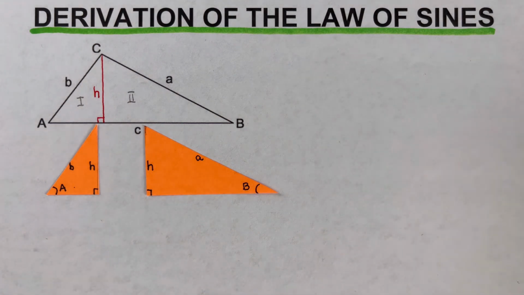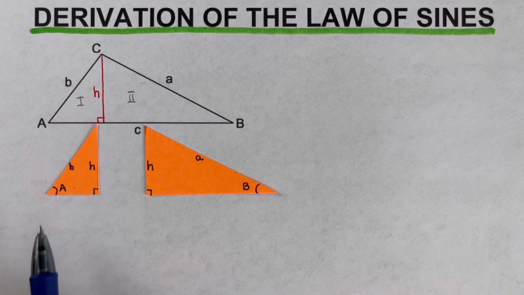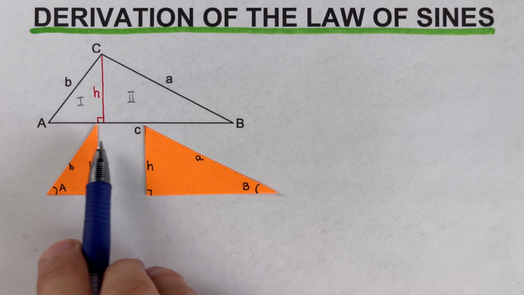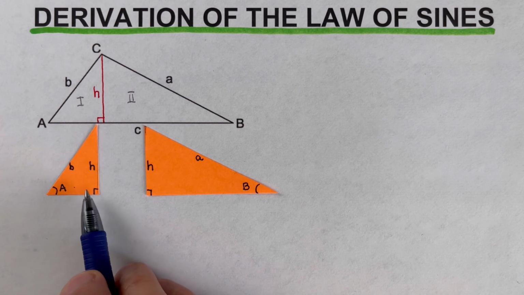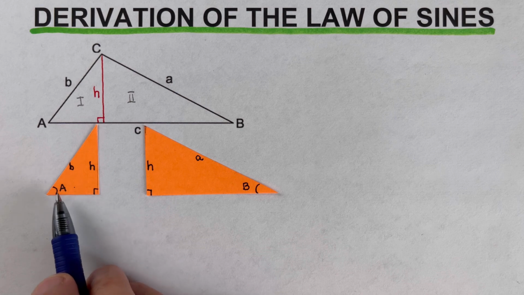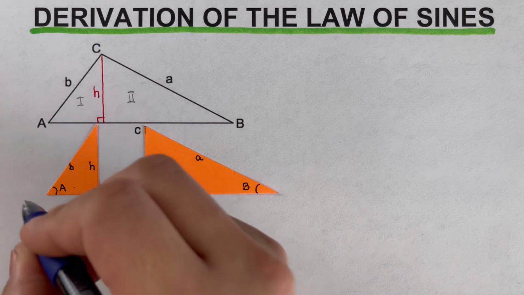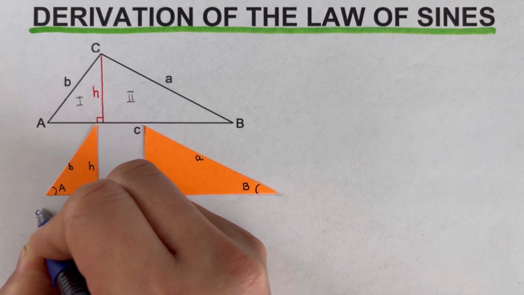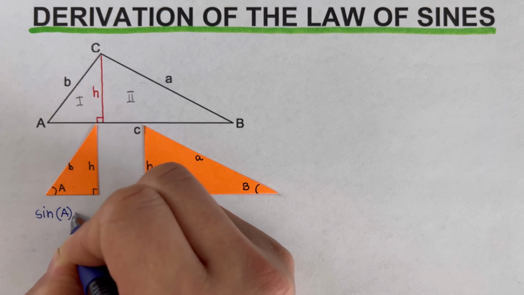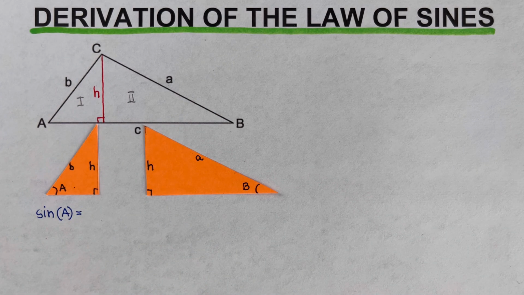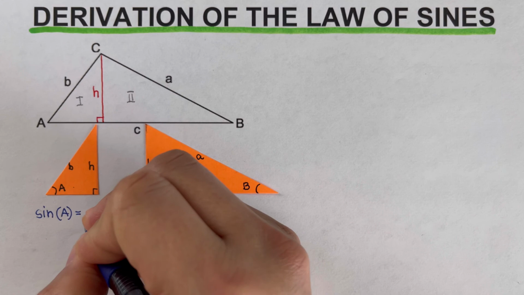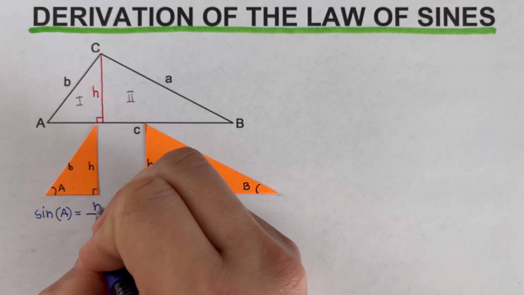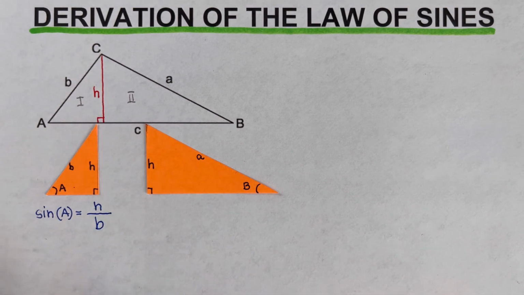Now, we are going to determine the sine of angle A. I did not label angle C because it was broken into pieces, so we only have angle A left here. Since this is a right triangle, we can determine the sine of A just by looking at this. So sine of angle A is equal to, remember, SOH, opposite over hypotenuse. The opposite of A is H, and the hypotenuse is B. Again, I use SOHCAHTOA, so that is opposite over hypotenuse.